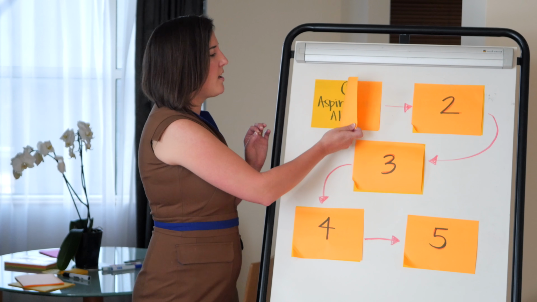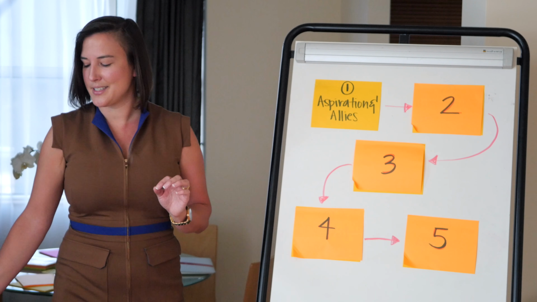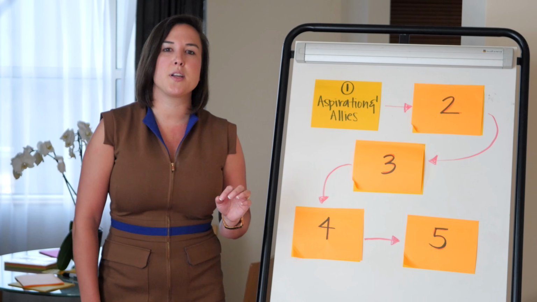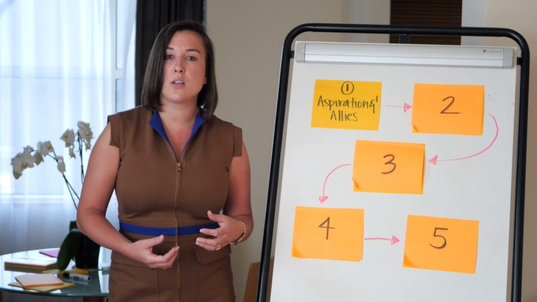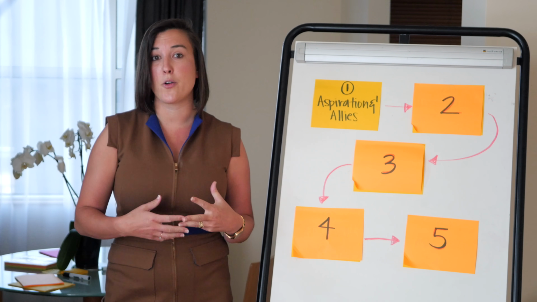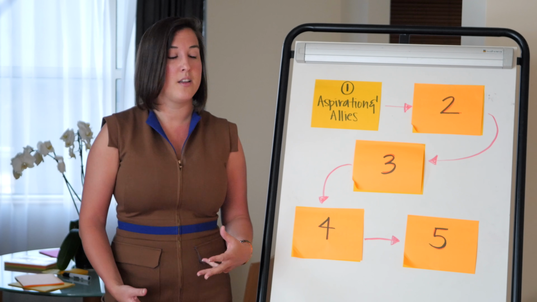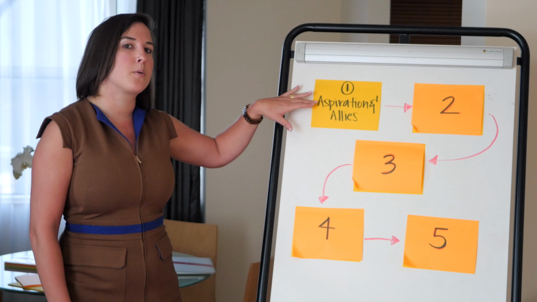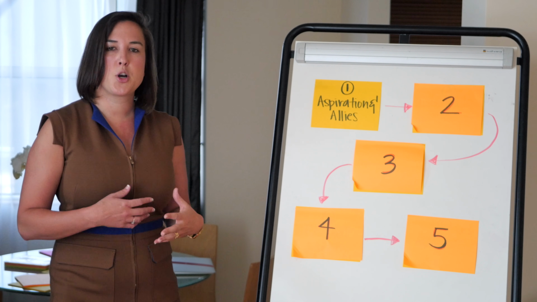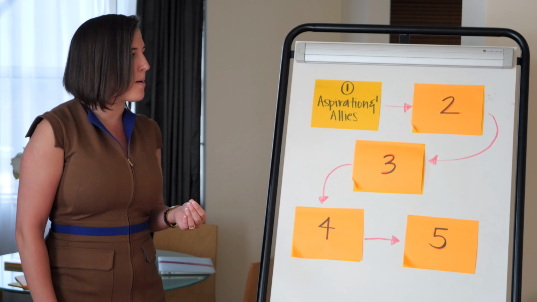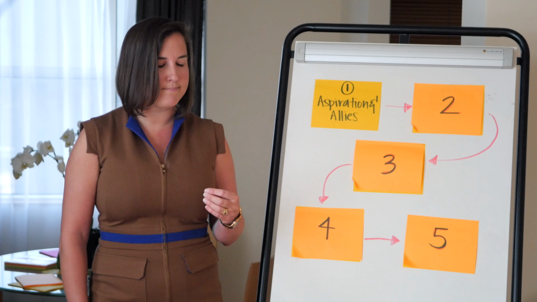The first phase I like to call aspiration and allies. This happens before you even begin journey mapping. You need to go through your organization and find a core group of cross-disciplinary team members that are going to be your allies throughout the project. You also need to create some kind of aspiration for your map. In other words, what's the point of view? Determine the scope of whose journey you're mapping and what journey you're mapping.